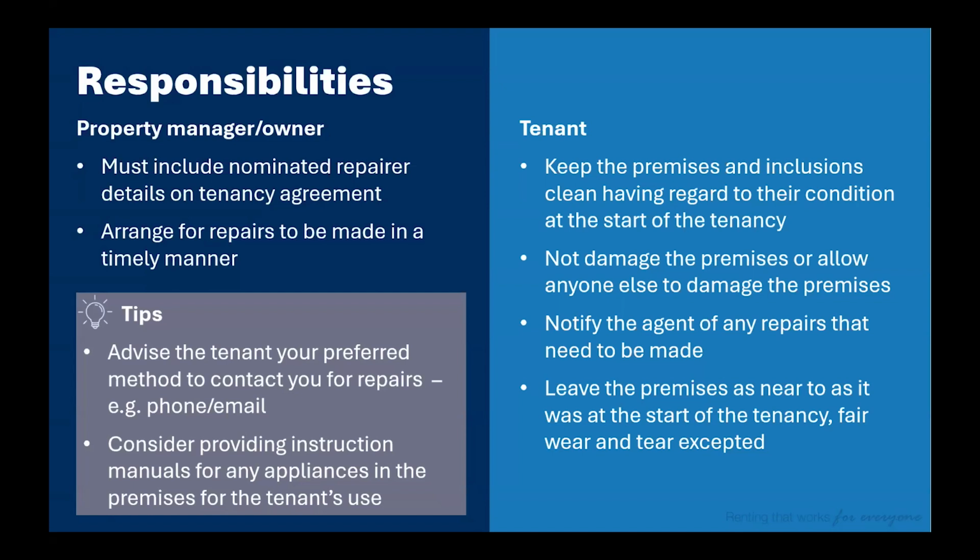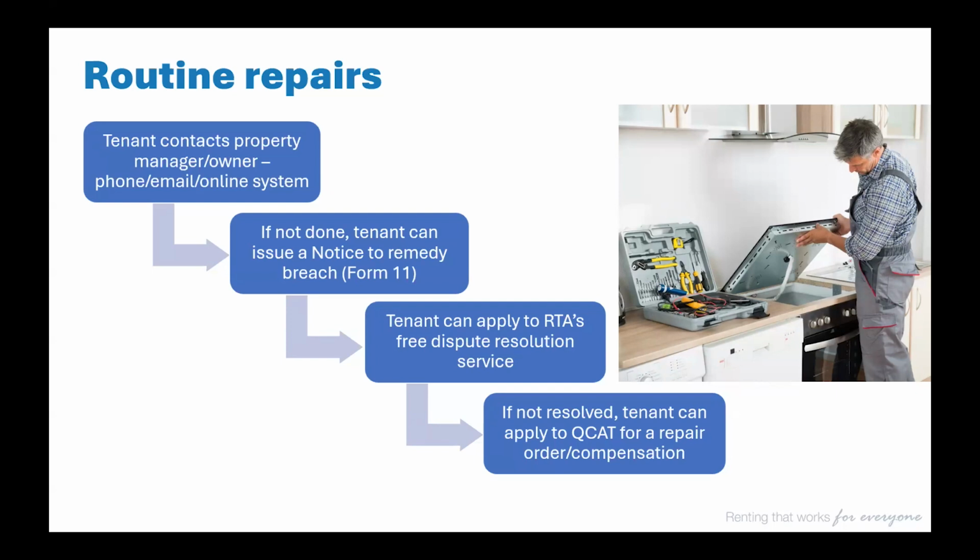And please note that damage is not considered fair wear and tear and can be the tenant's responsibility to fix. Repairs fall into two categories, routine and emergency. Examples of routine repairs might include a faulty air conditioner, a leaking tap, or a toilet roll holder falling off the wall. Things that are not an emergency repair.